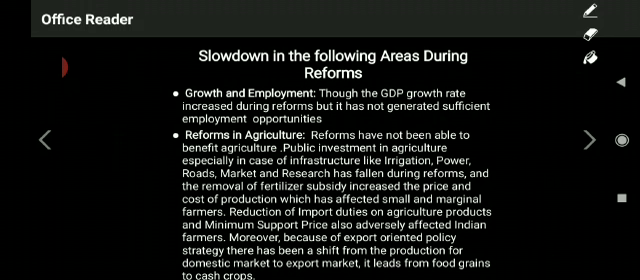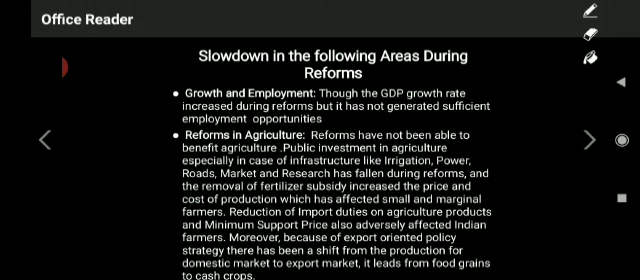Now look at the main headlines of slowdown in the following areas during reforms. In which areas did India slow down in development? We have to understand this in the assessment. Then only will we come to know what the status of India was during economic reforms.